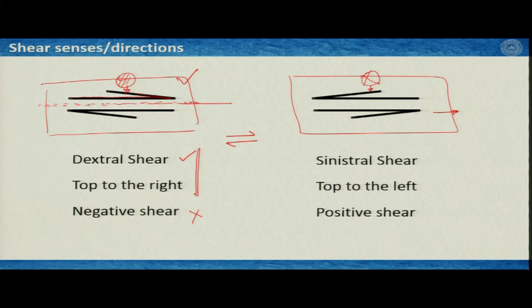On the other hand, if it is this way, as depicted here, it would be sinistral shear, so it is opposite to dextral, and we also refer to it as top to the left.